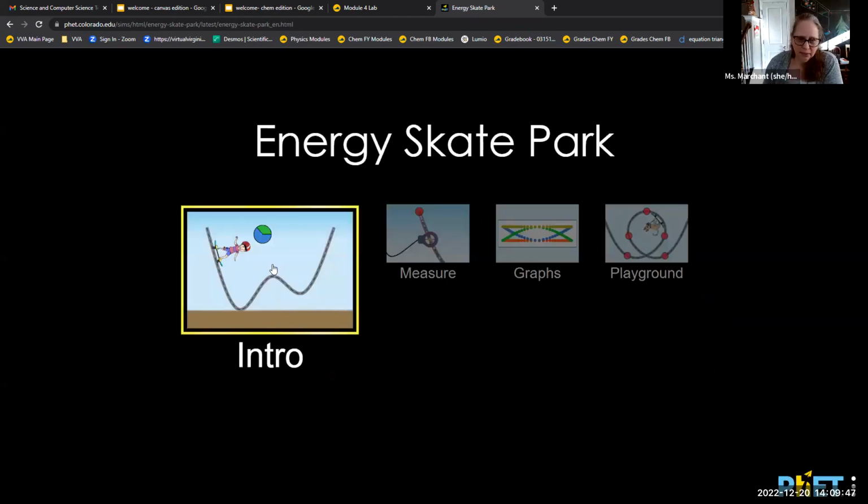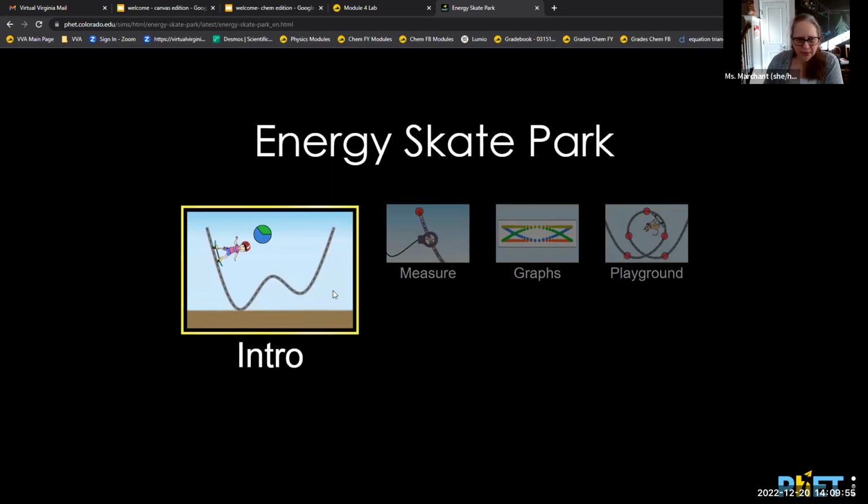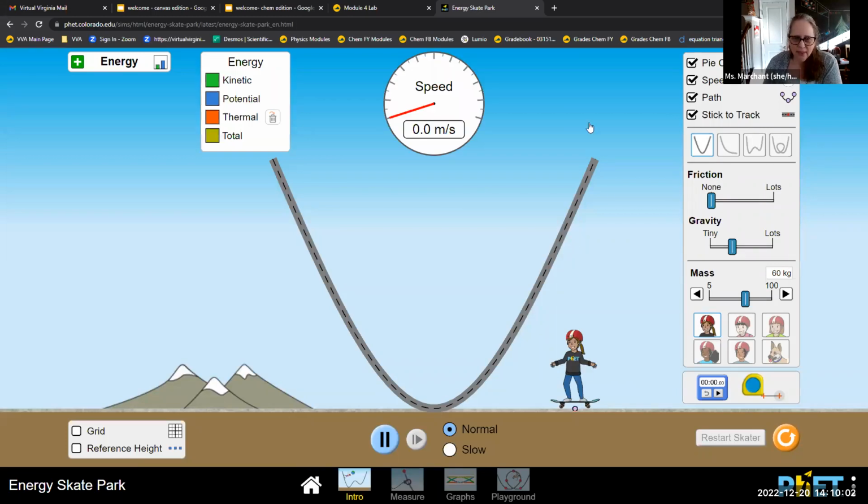I think we're going to start with intro. So, energy skate park basics. Okay, we're just going to start over here in the intro. We're going to turn on all these guys. We have the skater here. Oh, we can literally just take them and drop them. So you can see what happened with that speed. Okay, you can see what happened going on that way. Oops, sent them off the thing. There we go.